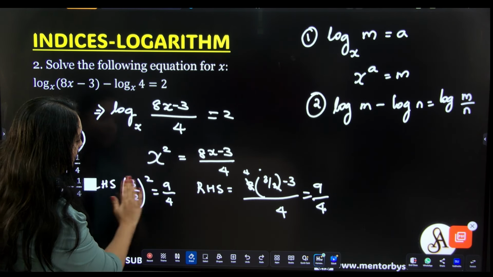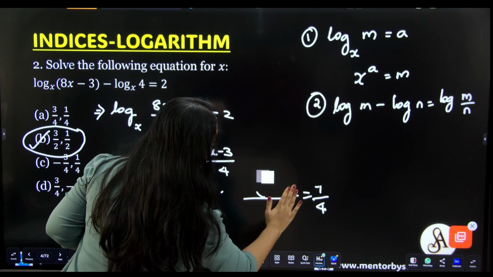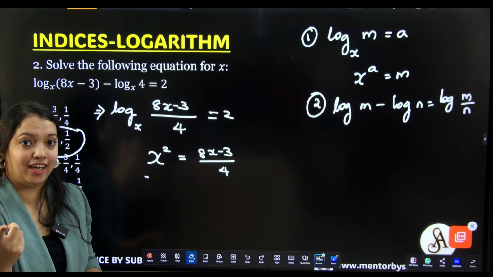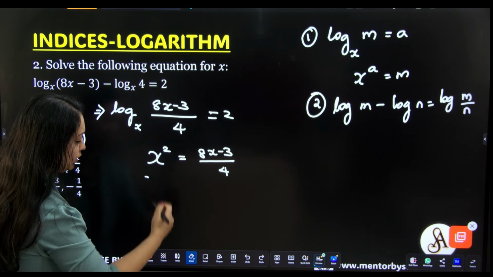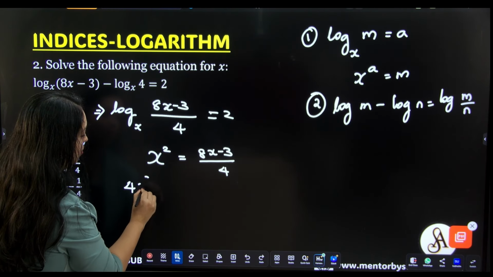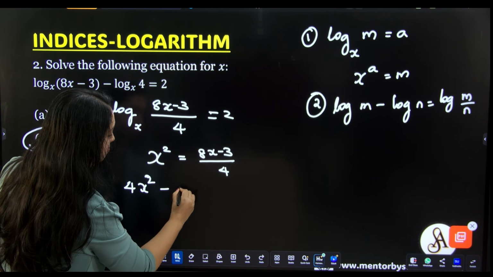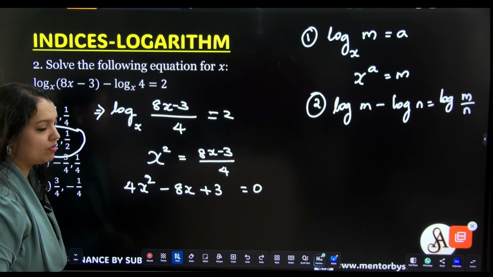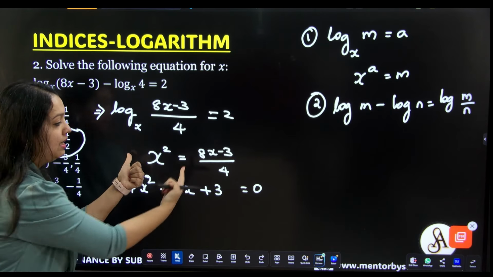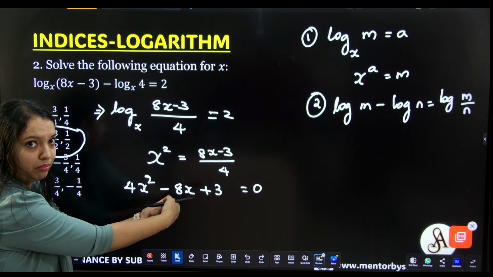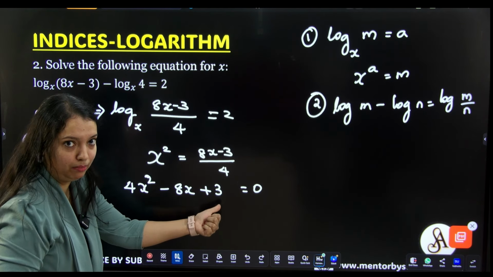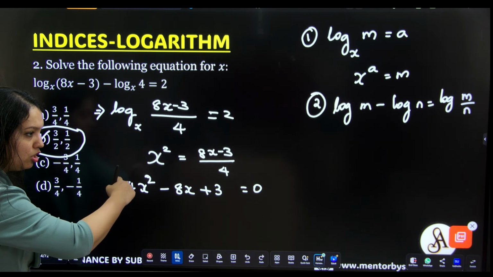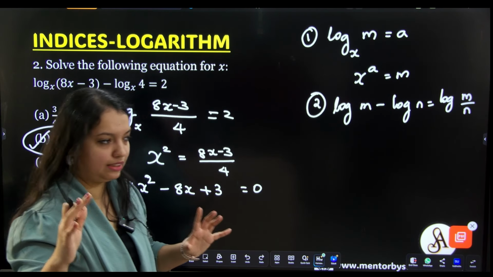We go back to this same step and we try method number 2, the quadratic equation method, where we take the 4 to the left hand side: 4x square minus 8x plus 3 is equal to 0. I'm taking 4 to the left hand side, taking plus 8x to the left hand side as minus 8x, minus 3 to the left hand side as plus 3, is equal to 0. Solve this quadratic equation. What is the first step?